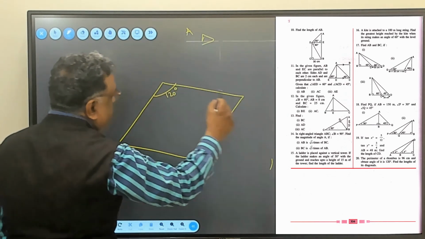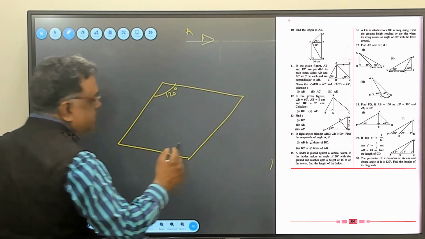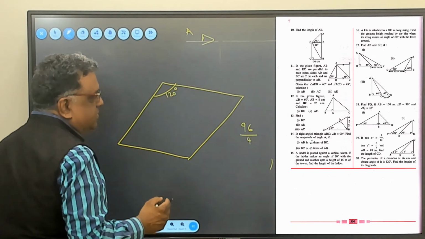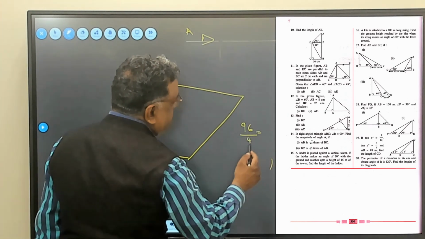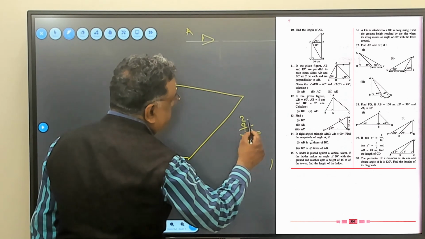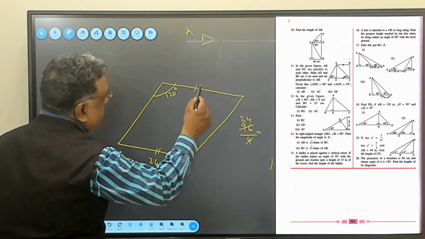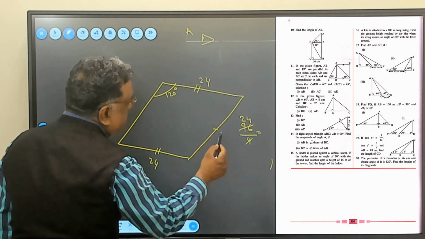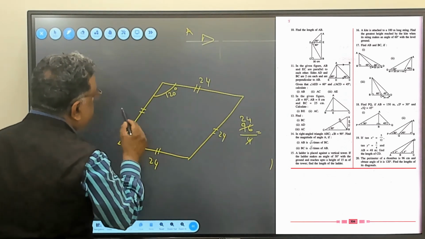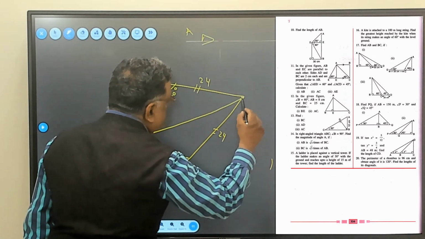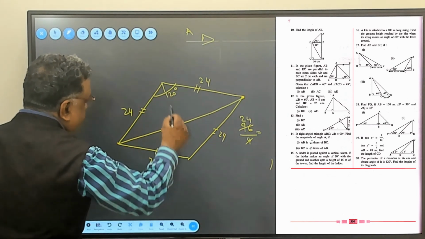And its perimeter is 96 centimeters, which means all the sides are equal. So 96 upon 4 is the length of each side. So 4 sixes are 24. So each side is 24 centimeters. That I could find out from the information. So I want to find the length of each diagonal. So let us try to find out the length of each diagonal.